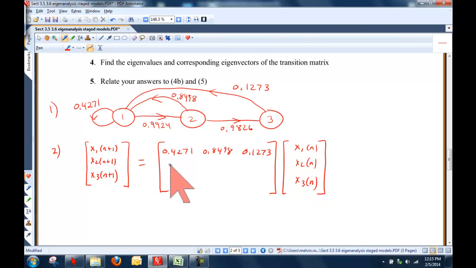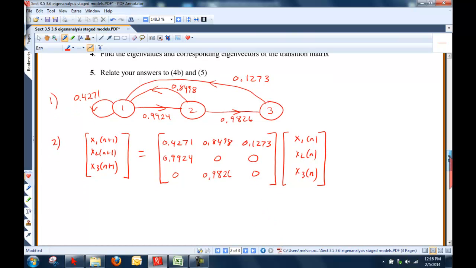For the second age category, there's only one way to get into the second stage, and that is to survive from the first stage. So the 0.9924 should go here. That's going to get multiplied by the x1, and then no contribution to stage 2 from previous stage 2 and 3 populations. And stage 3, the only way to get into that is to come from stage 2. So that is the 0.9826, and it goes in the second column and zeros elsewhere.